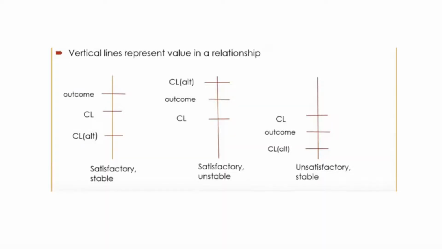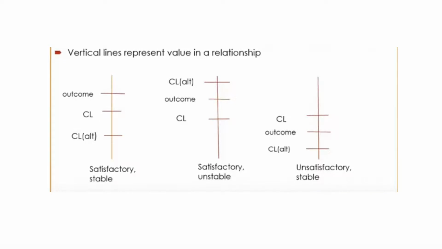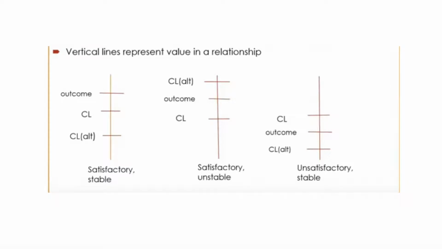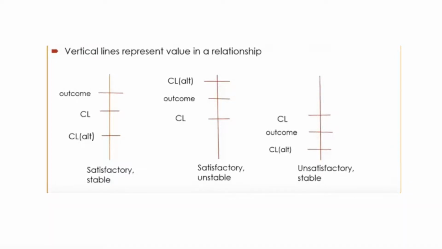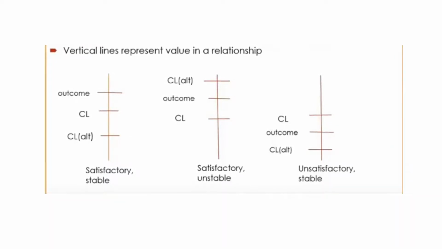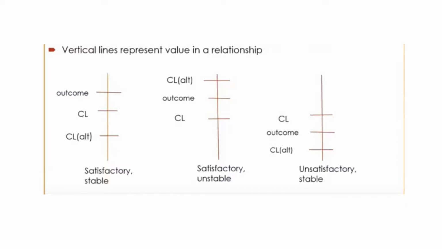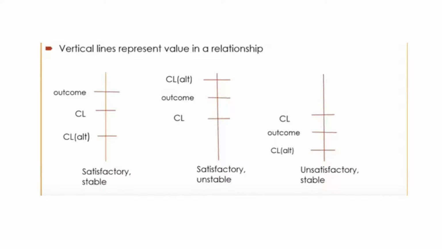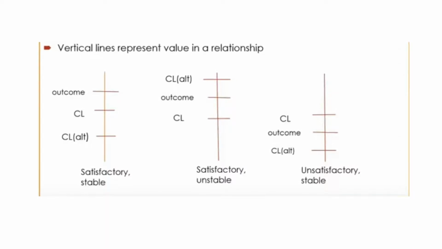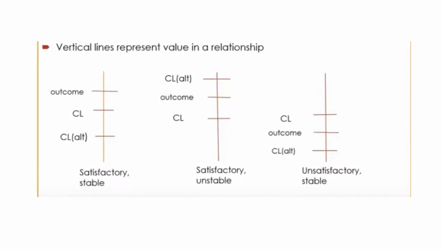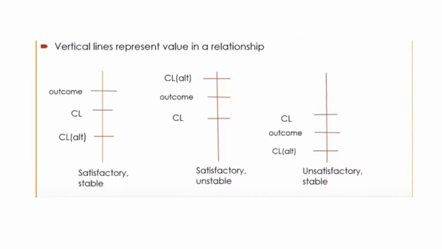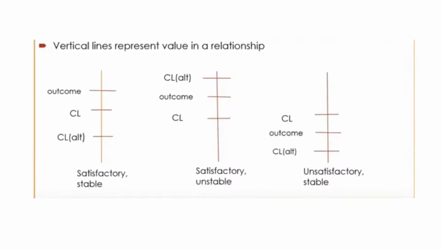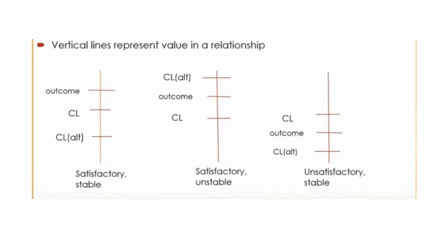So to reiterate the purpose of the graph and how it clearly defines the status and stability of relationships in terms of the outcome, comparison level, and comparison level of alternatives. If the outcome is greater than the comparison level, this creates a satisfactory relationship. If the outcome is greater than the comparison level of alternatives, this creates stability within a relationship. If there's a lack of stability or satisfaction, it is due to the outcome being less than the comparison level or the comparison level of alternatives.